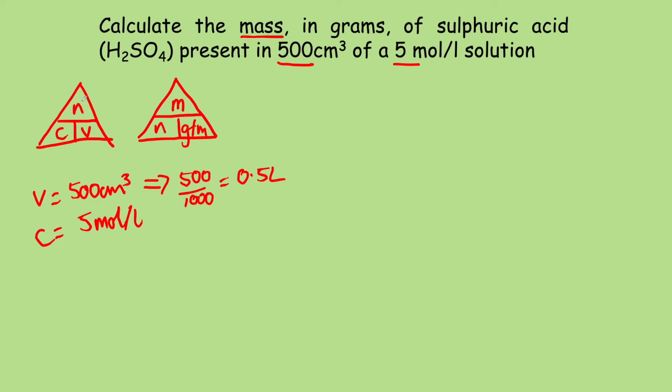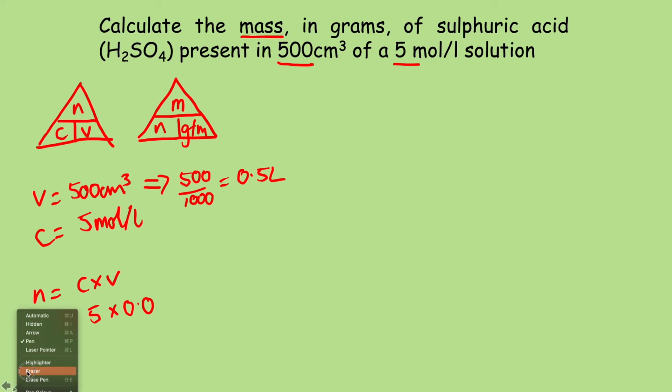Now, what can we calculate if we have both the volume and the concentration? Well, we can calculate the number of moles, can't we? So our number of moles equals our volume and our concentration times together, just as we did before. So that would be our 5 times 0.5, which, when you put that in your calculator, would give you 0.25 moles.